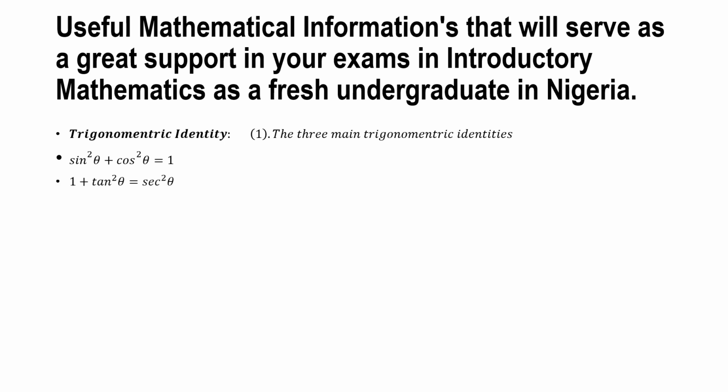1 plus tan square theta equals sec square theta. 1 plus cot square theta equals cosec square theta. So let's look at the reciprocals. Note, this one is very, very important. Reciprocals of trigonometric functions.